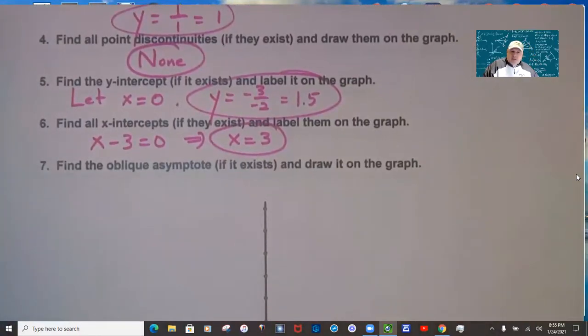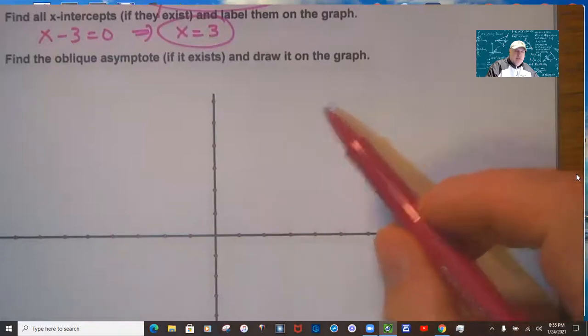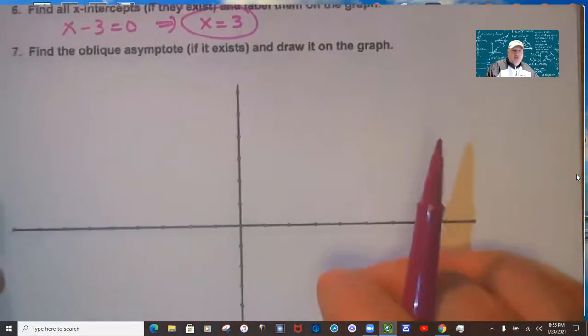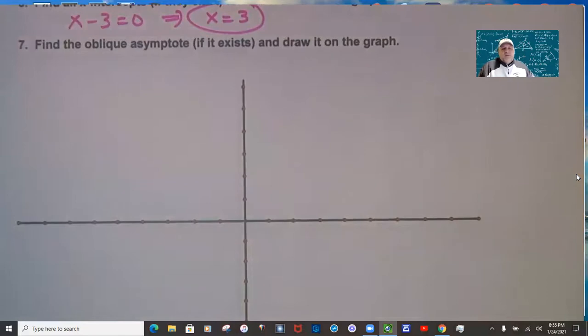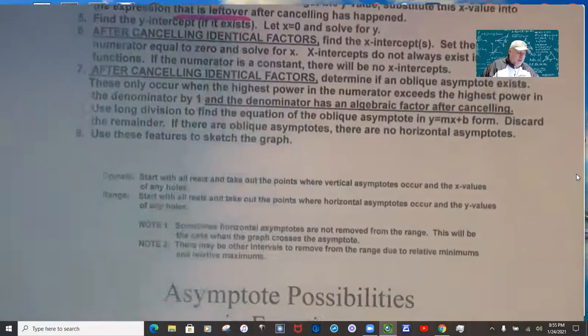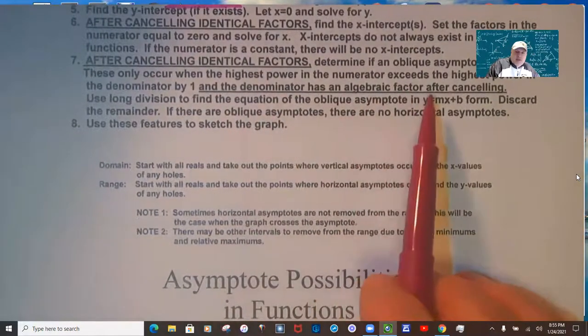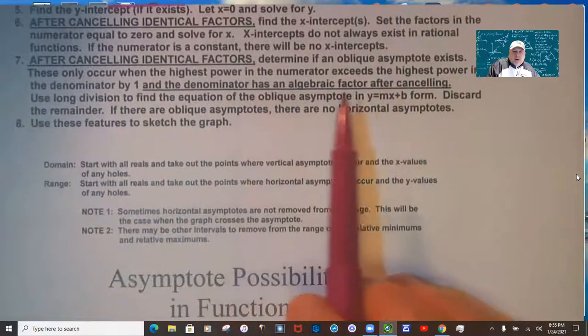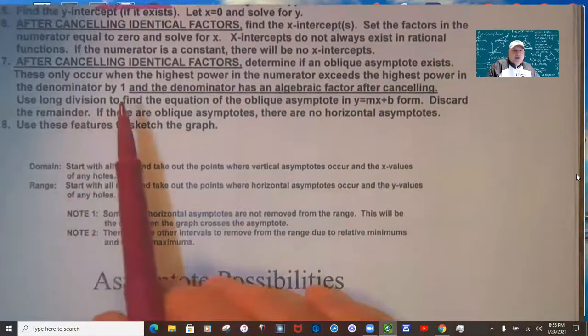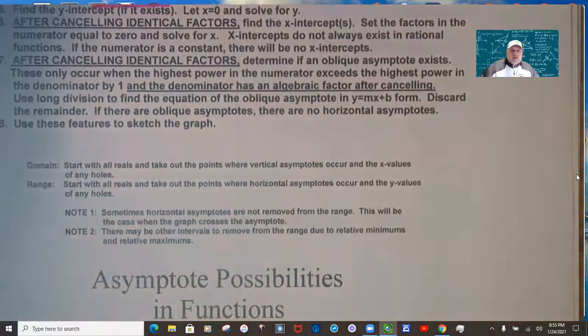Okay, find any oblique. So here's a third kind of asymptote. So this would be a slanted line that the graph would get close to. Because these are a lot less important, I will alert you to the fact when you have these. And again, you can read up: the highest power in the numerator exceeds the highest power in the denominator by 1, and the denominator has an algebraic factor after canceling.